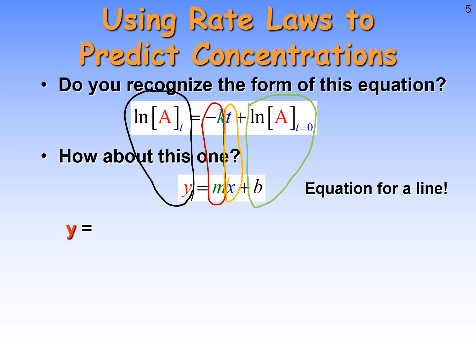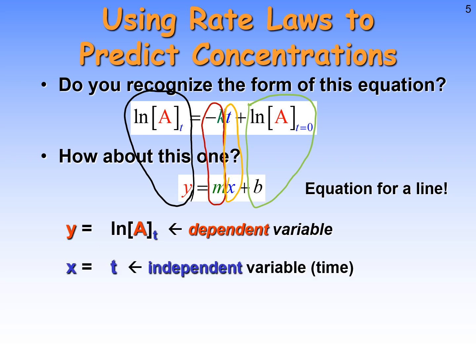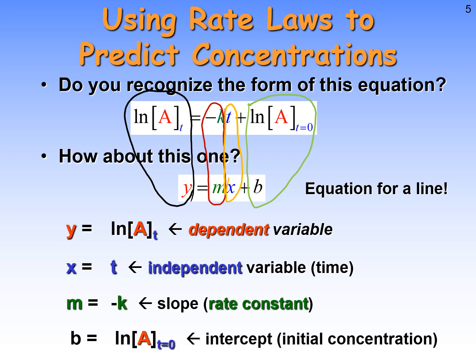which basically breaks down into y would be equal to the natural log of our concentration at time t. That's our dependent variable. x would be equal to the time, which is our independent variable. The slope of the straight line we're going to get is negative k, the rate constant times -1. And the y-intercept will be equal to the natural log of our initial concentration.